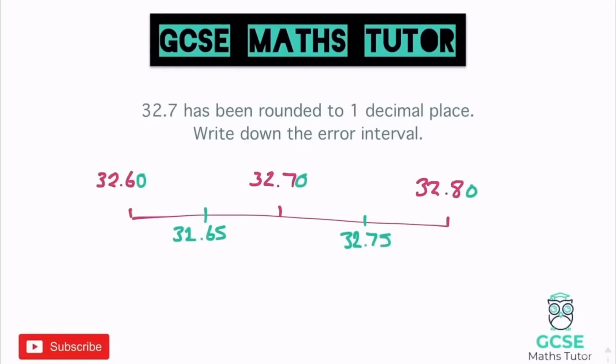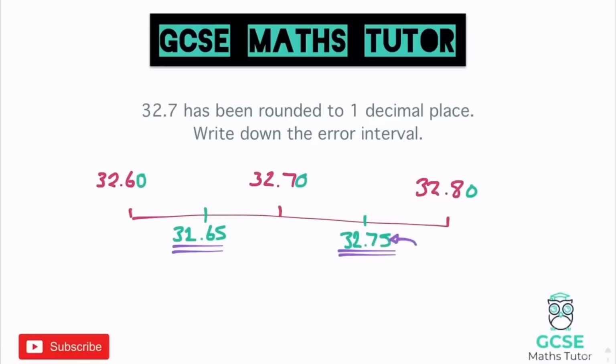Now in terms of the upper and lower bound, it could have been this number here, 32.65. Now 32.65, if we round that to 1 decimal place, does round to 32.7 or 32.70. But if you think about 32.75, it can't actually be that number, can it? Because that would round to 32.8. Think about our rules of rounding there. That 5 at the end would round it up to 32.8. But we're going to incorporate that into our error interval.